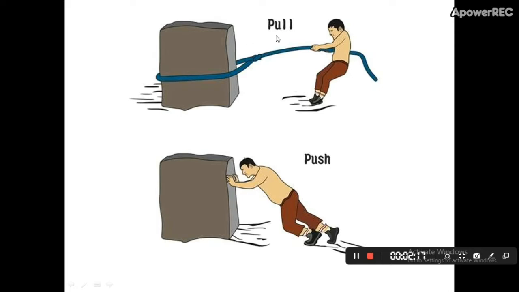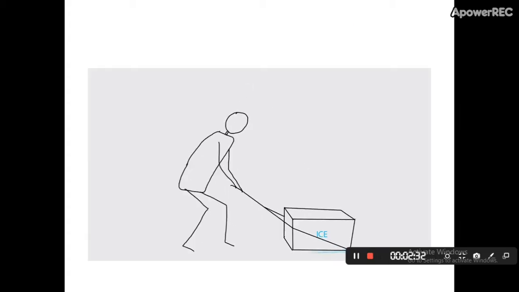Here is the pull. It's to move something towards us. And the push is to move something away from us. Pushing or pulling an object means you apply force on it. Like here, it's pulling.